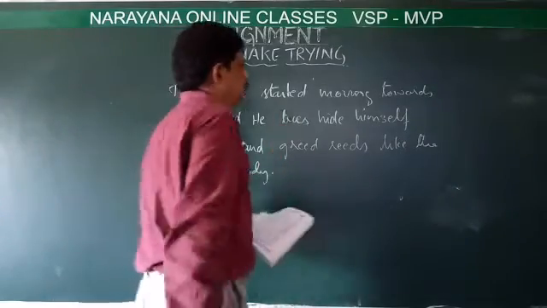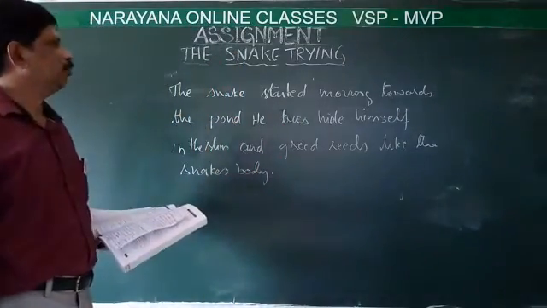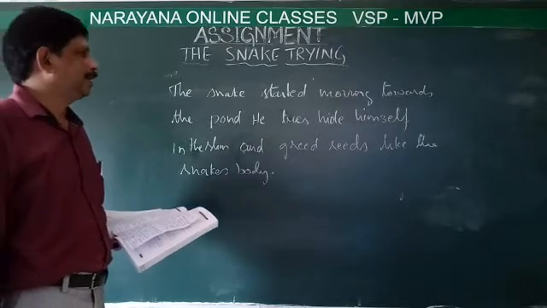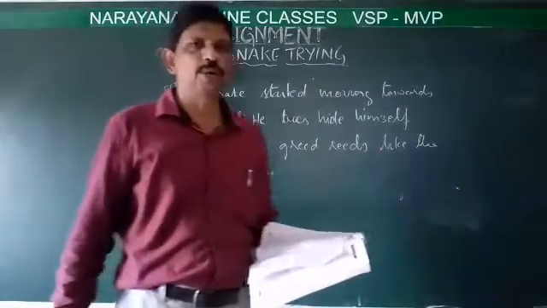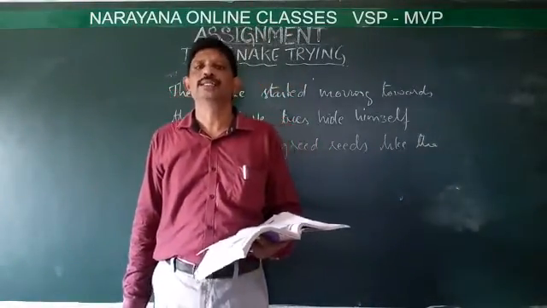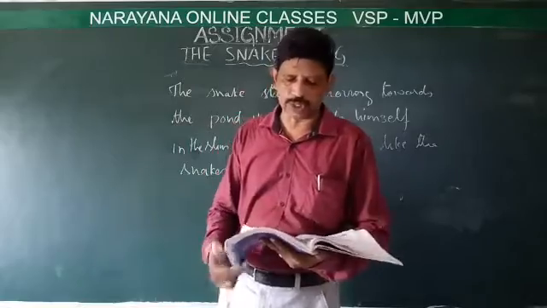Okay. So this is the answer. The snake started moving towards the pond. He tries to hide himself in the slim reeds like the snake's body, so that he could escape from the stick. Now let us see the next question.